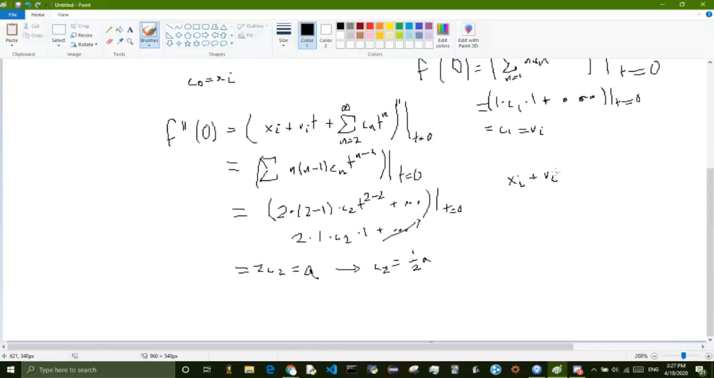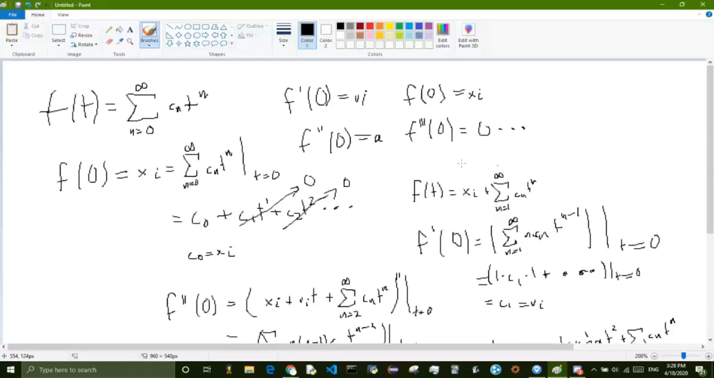So this is vi t plus 1/2 a, which is c2, times t squared, c2 t squared. Now the rest of the terms are simple, n greater than 3, right, of cn t to the n. We now know that f of t is equal to this, right? And we know that all the rest of the derivatives are 0, right?